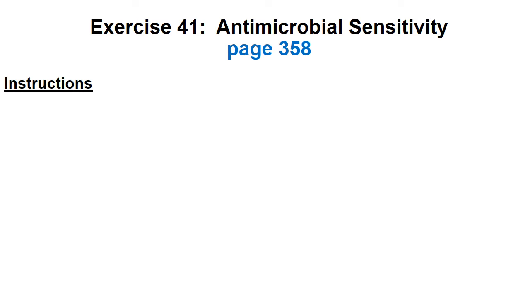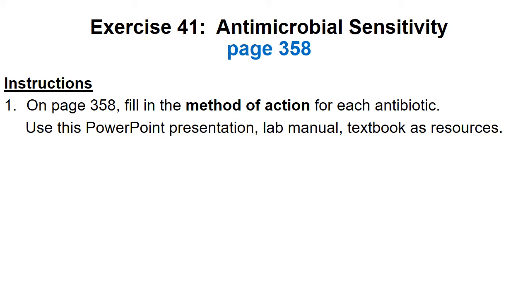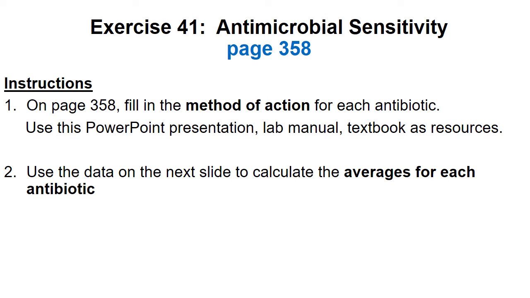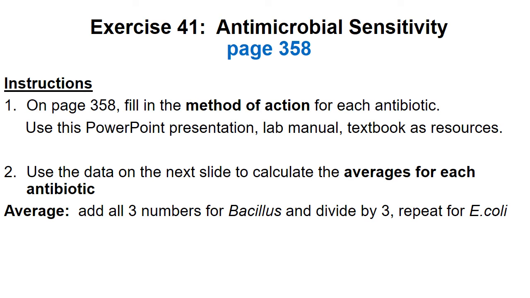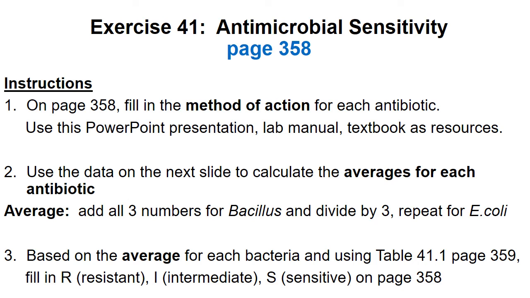Page 358, instructions. On page 358, fill in the method of action for each antibiotic. Most of those have been discussed in this PowerPoint presentation. Use this PowerPoint, the lab manual, and the textbook as resources. If I can recall correctly, there's only one antibiotic that we've not discussed that's on the list. Use the data on the next slide to calculate the averages for each antibiotic. And there's how to do your averages, which we've discussed previously. And then you're going to use those averages and use table 41.1 on page 359 to figure out R, I, or S, which again I will discuss with you on the next page or next slide.